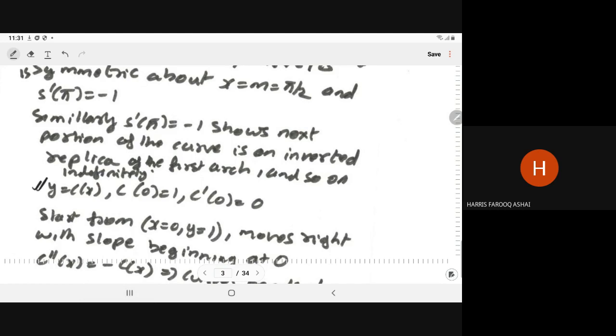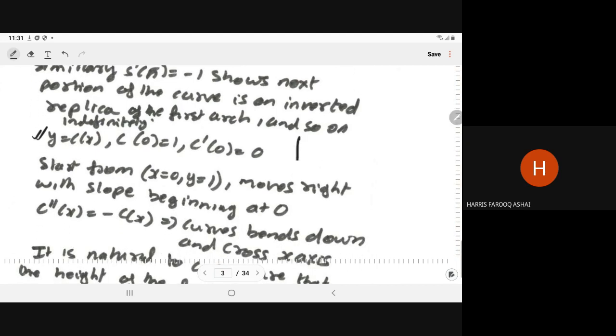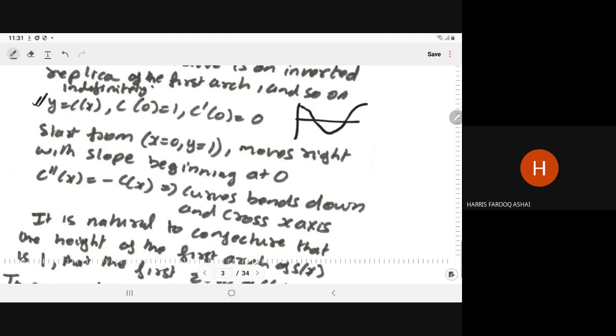So y is equal to Cx, C0 is equal to 1, C dash is equal to 0. Start from x is equal to 0, y is equal to 1, moves right with slope beginning at 0, right? The same thing they are saying: start from 1 on the right hand side, initial slope is 0. So first it decreases because C double dash is equal to minus C. Then due to the -1, it will go down. Then here we have this type of curve. So the curve bends down and crosses the x-axis.